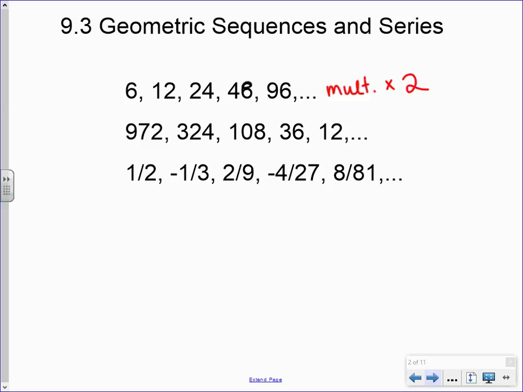What about the second one? Multiply by 3. Ah, we're multiplying by 1/3. What about that third one? We'll come back to that one.